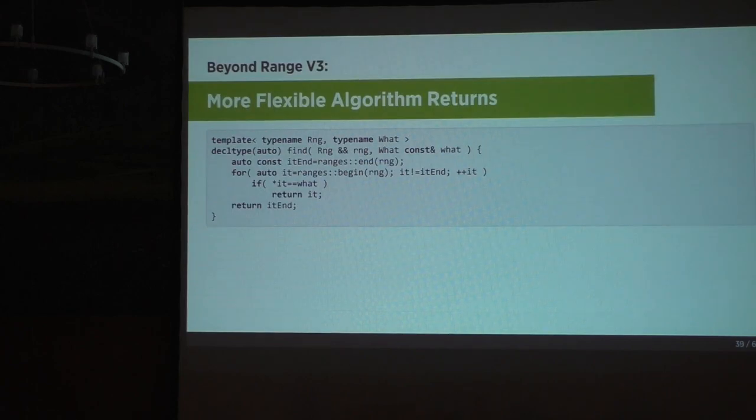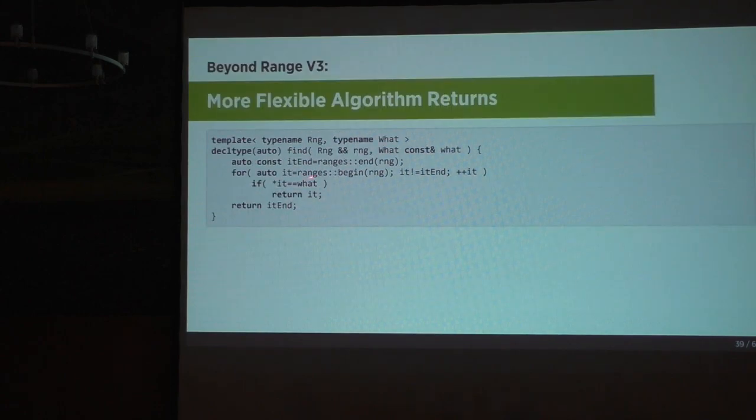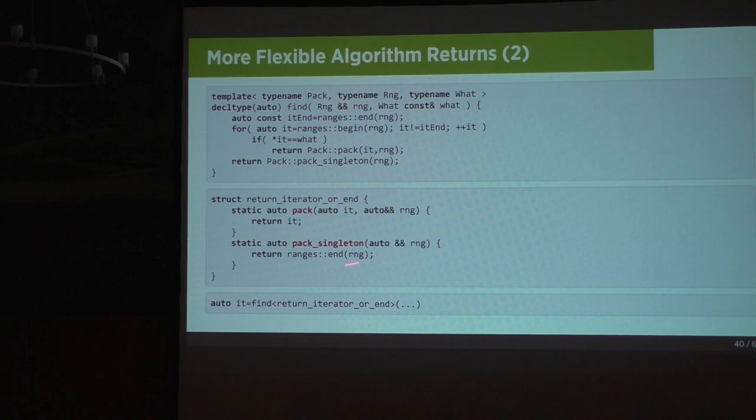Okay, what we also have, something that goes beyond range-v3, and we kind of stole it from Boost.Range, is that you can specify what kind of return you would like to have from algorithms. So usually when you do a find, like here, you just get an iterator back. But maybe that's not what you want. Maybe you want the range that comes after the element that you found. Maybe you want the range that comes before.